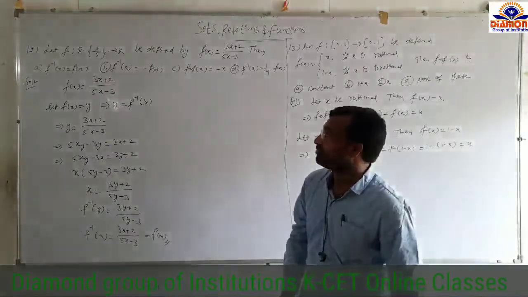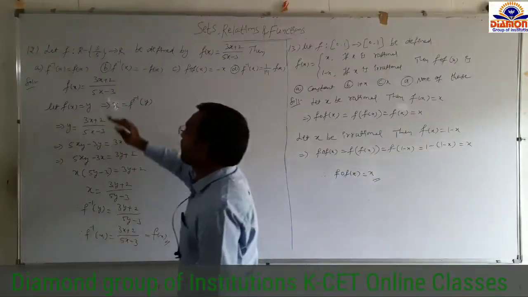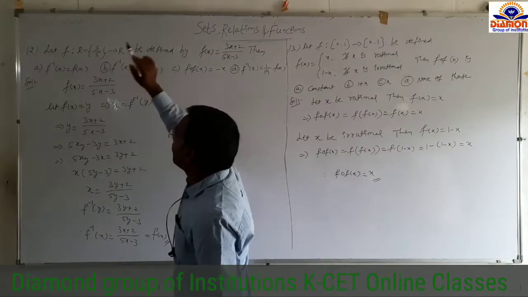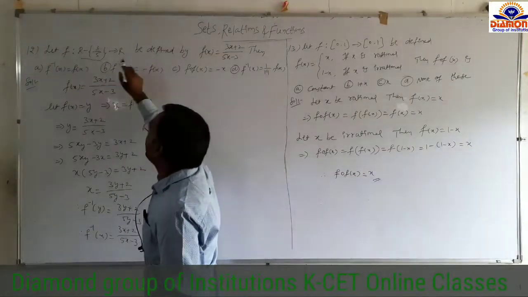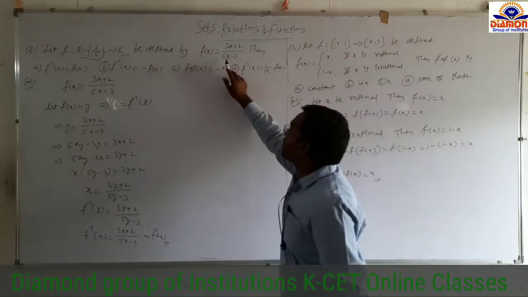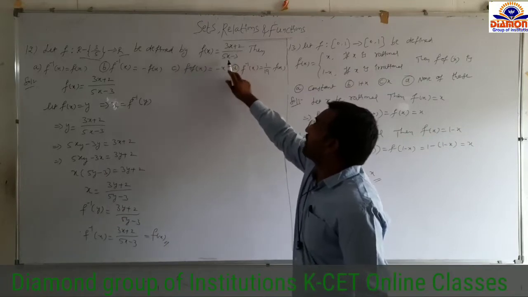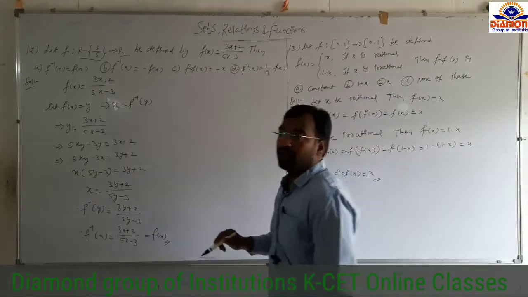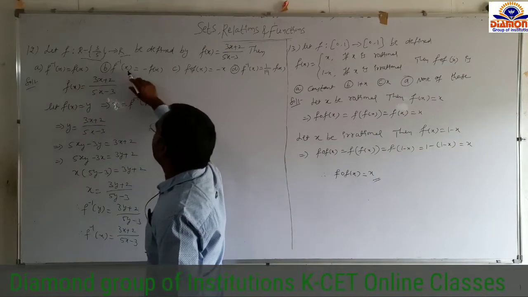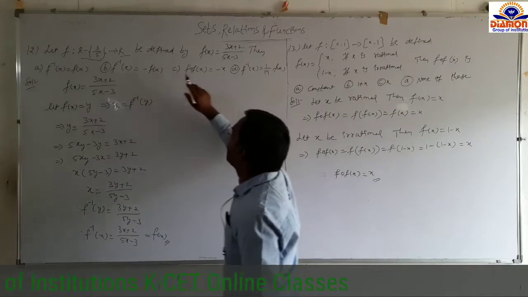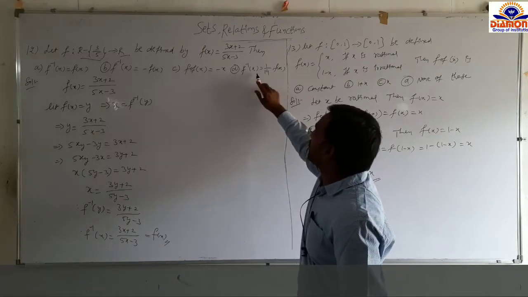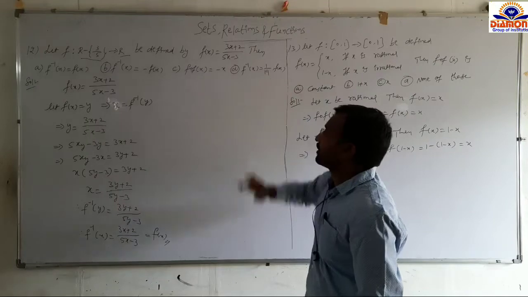Next, let f mapping from R minus 3 by 5 to R. Here the domain is R minus 3 by 5, the codomain is R. Be defined by f of x equal to 3x plus 2 by 5x minus 3. Then option A, f inverse of x equal to f of x. Option B, f inverse of x equal to minus f of x. Option C, f circle f of x equal to minus x. Option D, f inverse of x equal to 1 by 19 of f of x.